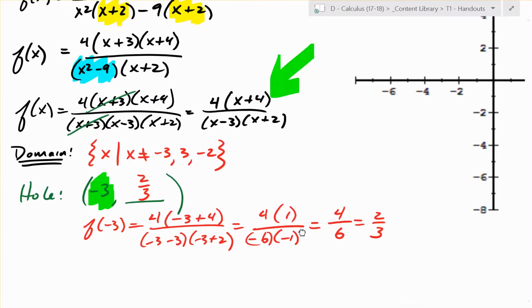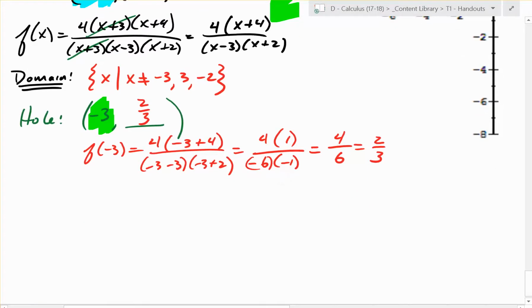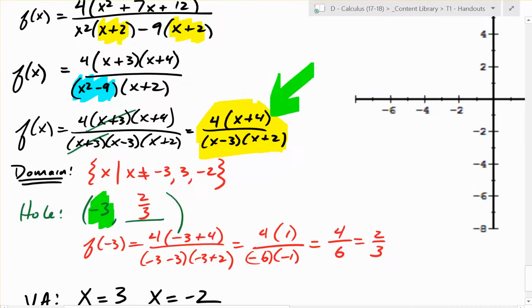Which one? Be specific. Let's do asymptote. Oh, vertical asymptote. So for the vertical asymptote, you look at the simplified form, which is right here, and you look at what can't we plug into the denominator? What's one number we can't plug into the denominator? 3. And what's the other one? Negative 2.